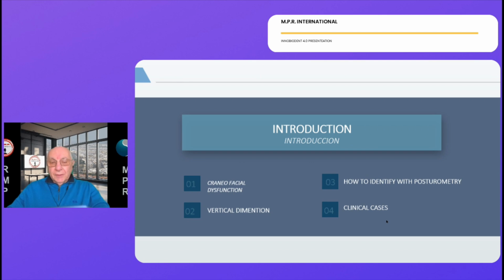Today we will discuss how the craniofacial system affects posture and why it is essential to establish a mandibular central relationship and a vertical dimension in balance with the whole body. We will also see how this can be measured with the Posturometer, along with some clinical cases.